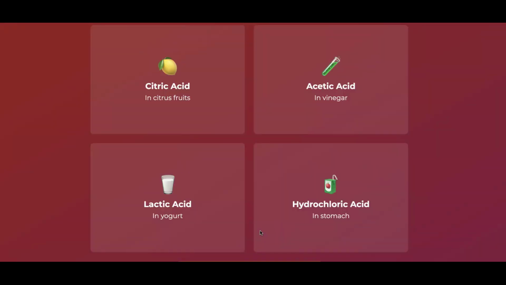Acids are found in many common foods and in our bodies. Citric acid is found in citrus fruits like lemons, limes, oranges, and grapefruits. It gives them their sour taste. Acetic acid is the main component of vinegar, used in cooking, pickling, and as a household cleaner. Lactic acid is found in yogurt and other fermented dairy products. It's also produced in our muscles during intense exercise, causing a burning sensation.